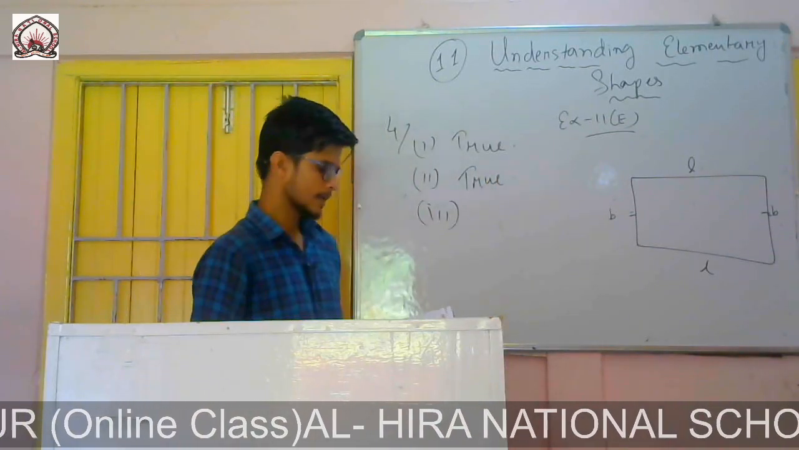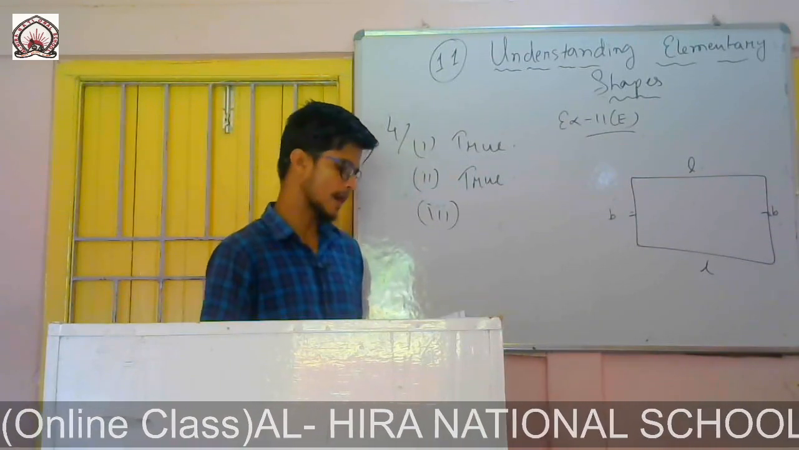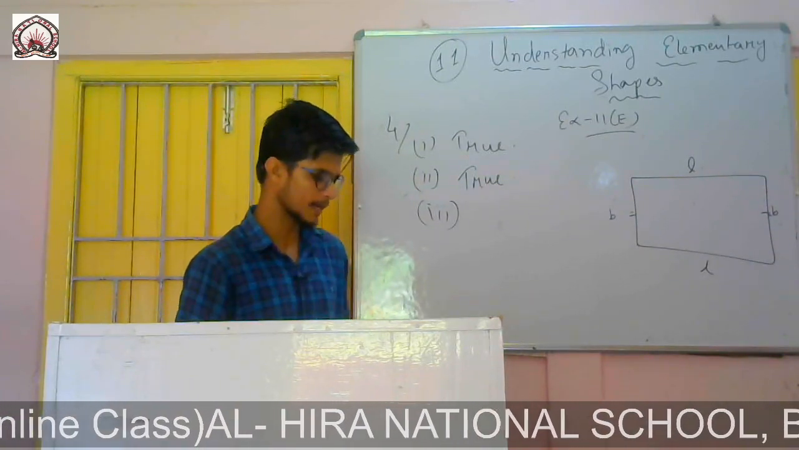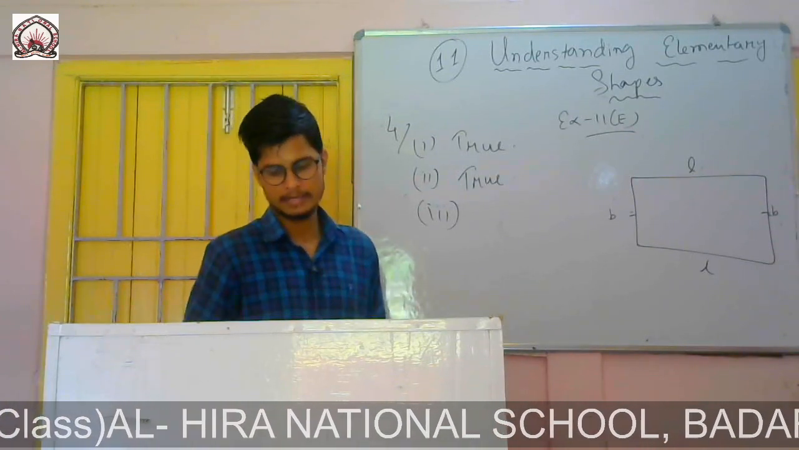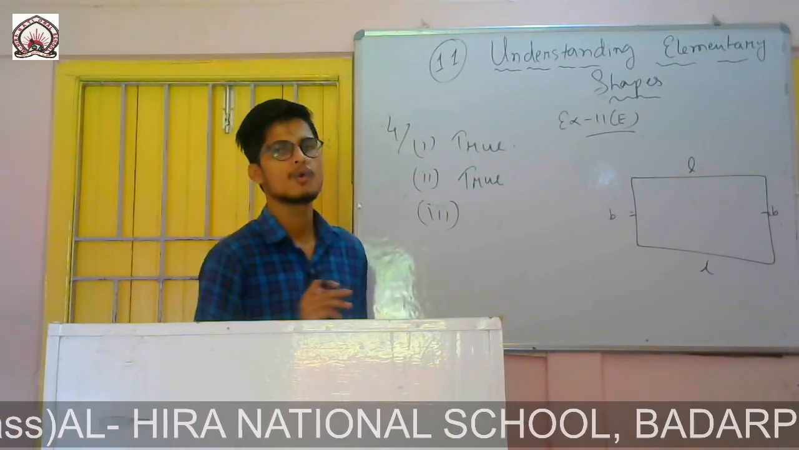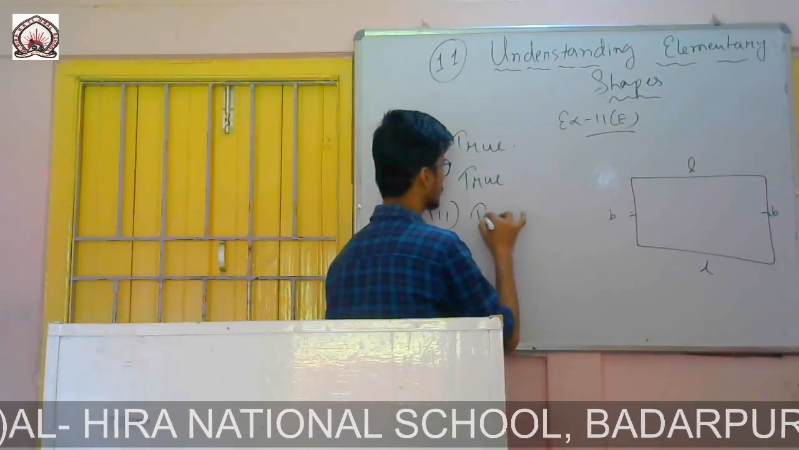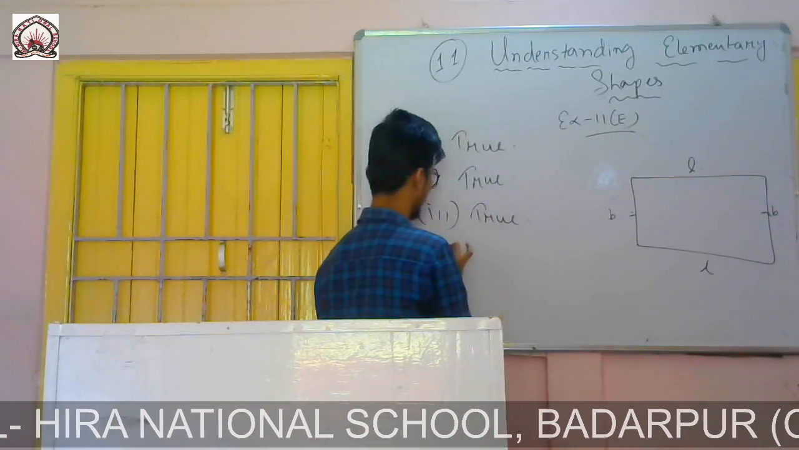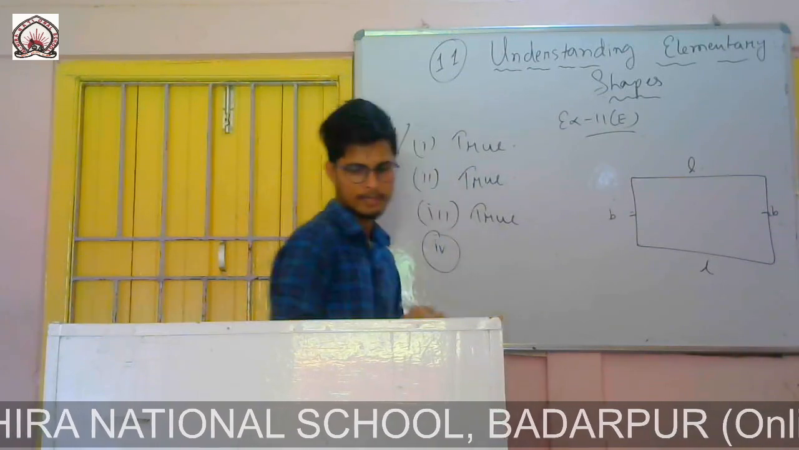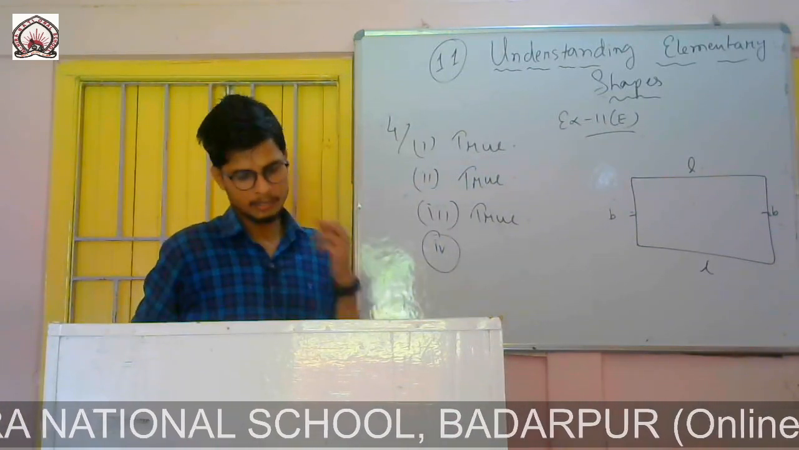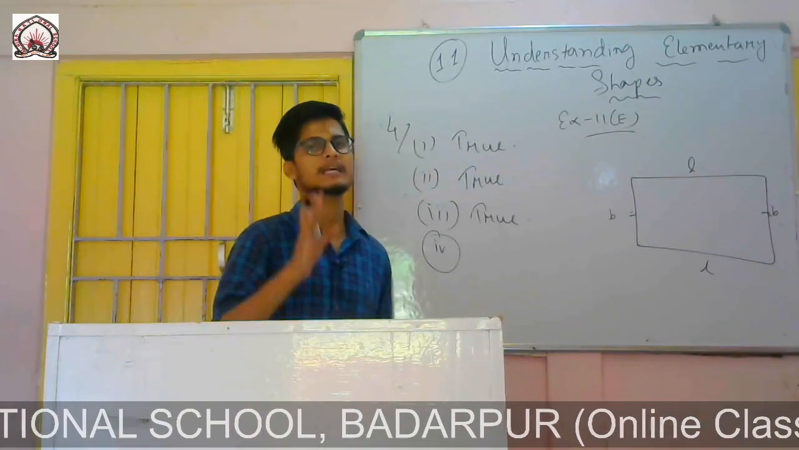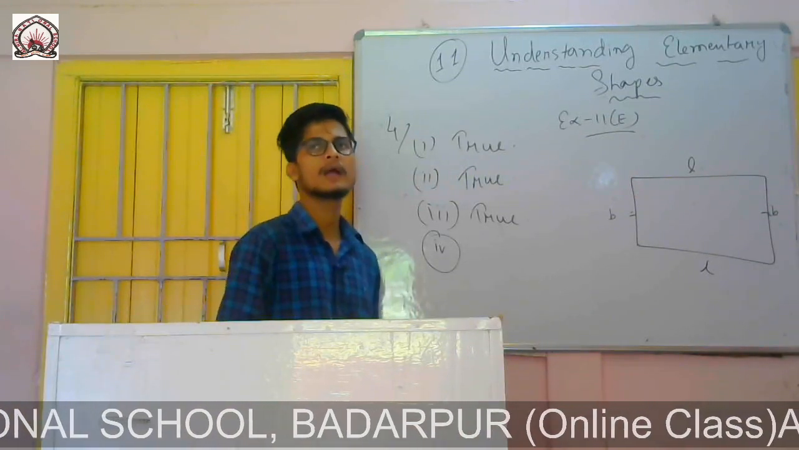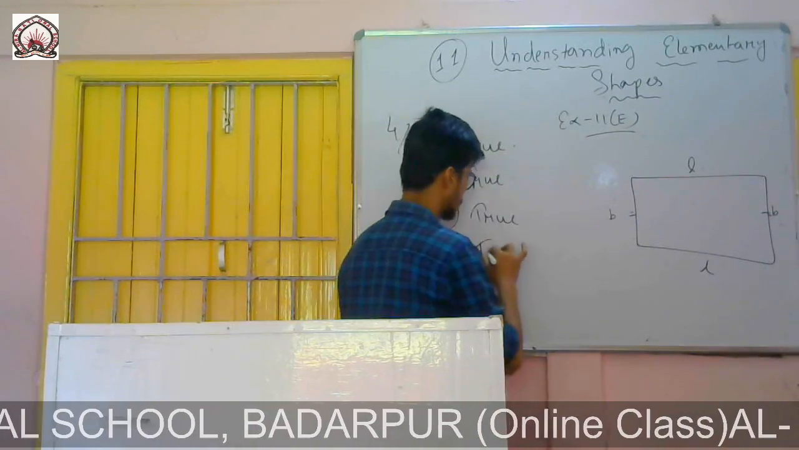Roman number 3, the diagonals of a square are perpendicular to one another. Yes, earlier I have said in case of square, the diagonals are perpendicular to one another. So it is also true. Then Roman number 4, all the sides of a rhombus are of equal length. Yes, all the sides of a rhombus are of equal length. So this one is also true.